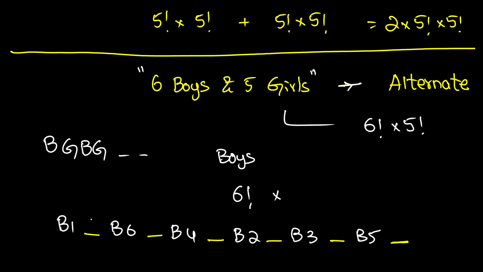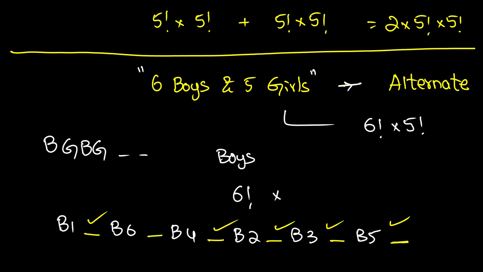5 girls. Let us say that 5 girls are arranged in these slots. B6 and B4 boys are together. Alternate means boys not together, girls not together. So I have to take 5 girls means 5 slots only. Don't take this last slot. That's what you need to understand.